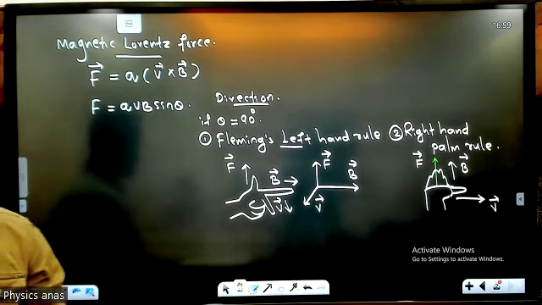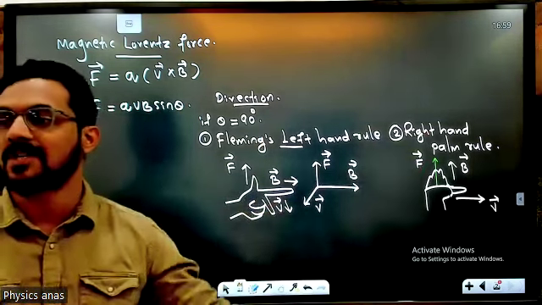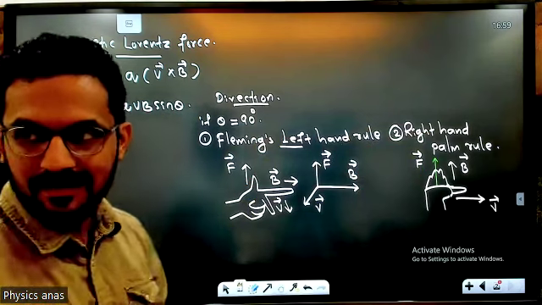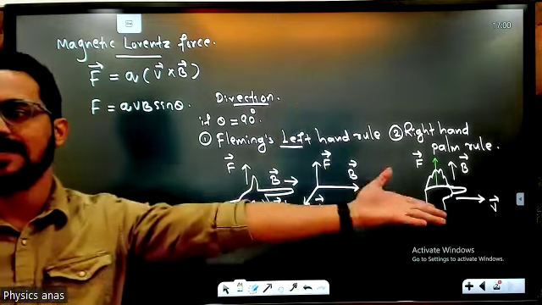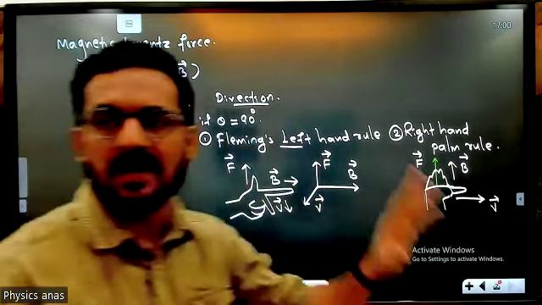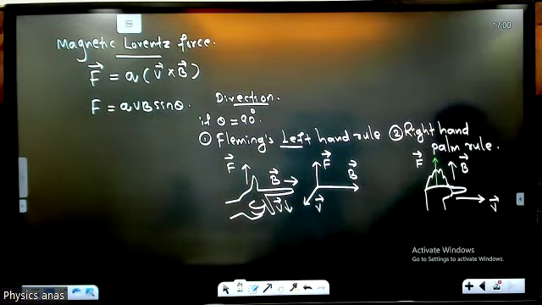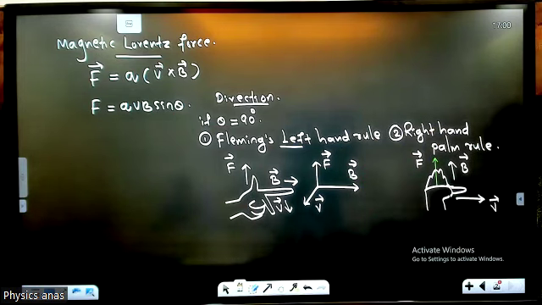This is another rule to find the direction. Direction should be the same. You can use Fleming's left hand rule or right hand palm rule. Both will give you the same direction for magnetic force. Is that okay?